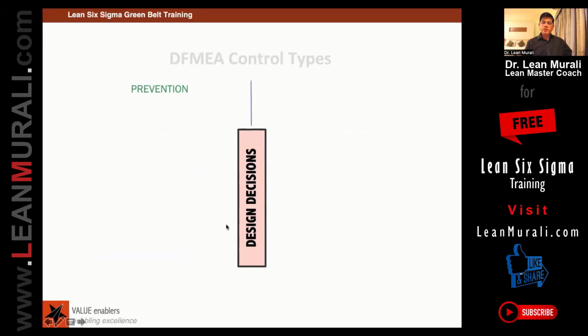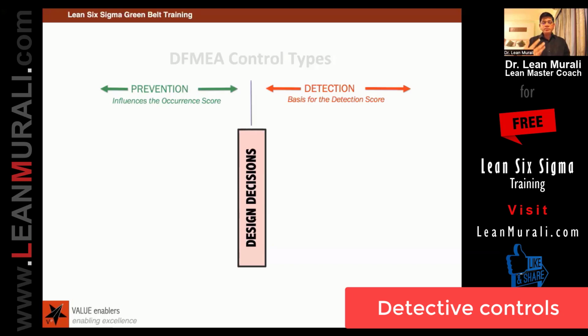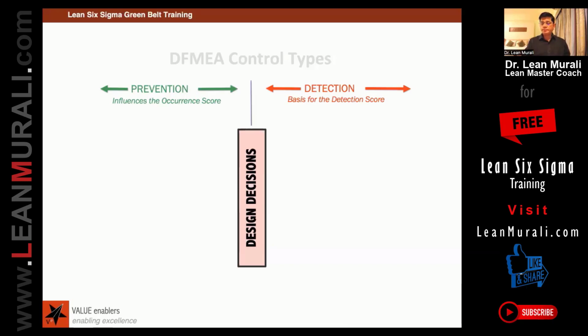Now, if you see here, there is something called prevention, and there is something called detection. In design decisions, prevention influences the occurrence score, because if you put in more preventive methods, the occurrence will come down. If you put in more detective controls, it becomes a basis for detection scores. Let me explain to you.